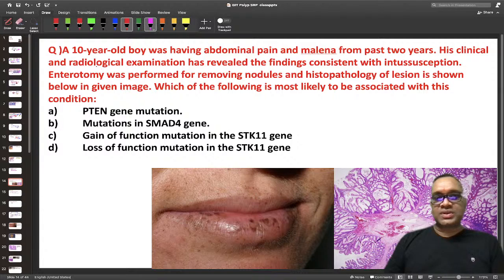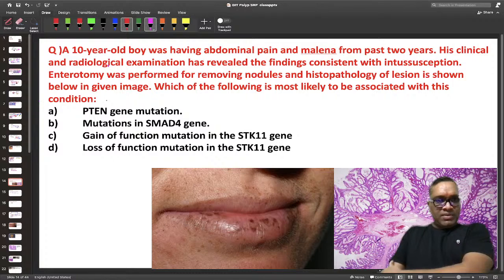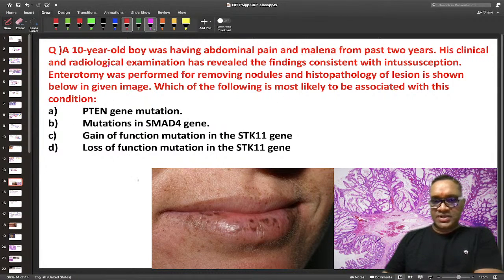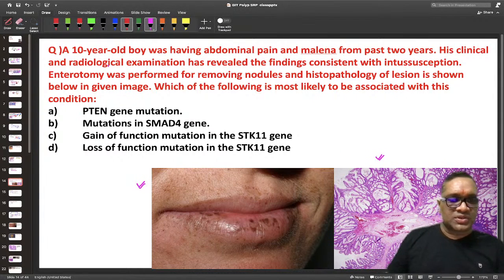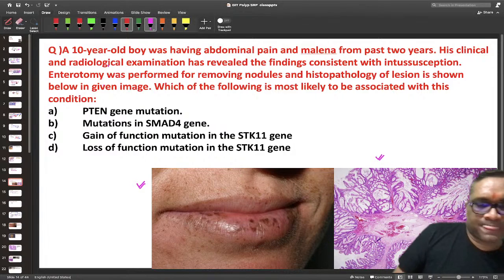Now come to the next question. A 10-year-old boy having abdominal pain and melena for the past 2 years, his clinical and radiological examination has revealed findings consistent with intussusception. Enterotomy was done and the nodule removed; the histopathological lesion is given below, right? Which of the following is most likely to be associated with this condition? So now you can see there is a clinical finding and there is a microscopic finding. So which of the following is correct?